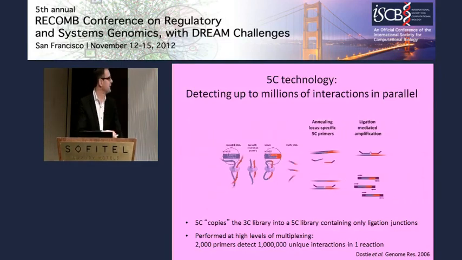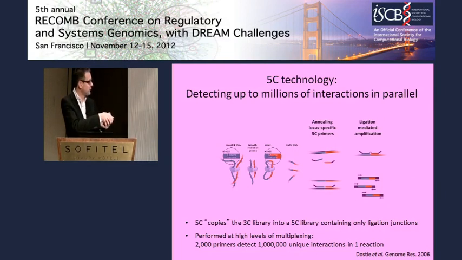The 5C method uses a particular detection technology to interrogate the formation of these long-range interaction hybrid products using specifically designed probes that anneal side by side across these unique ligation junctions. And when they do so, we can ligate these probes together and PCR amplify them using the common primers. This is somewhat similar to a PCR reaction. It's called ligation-mediated amplification.